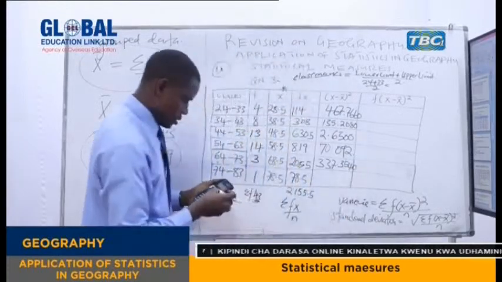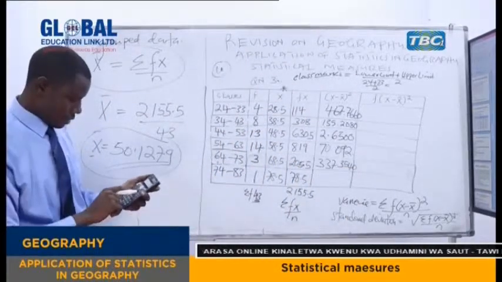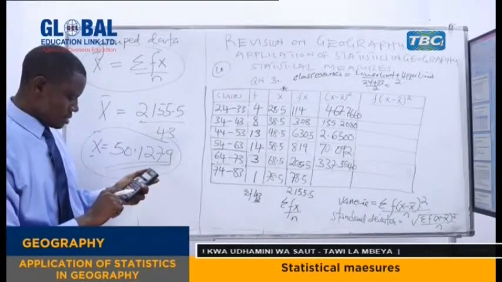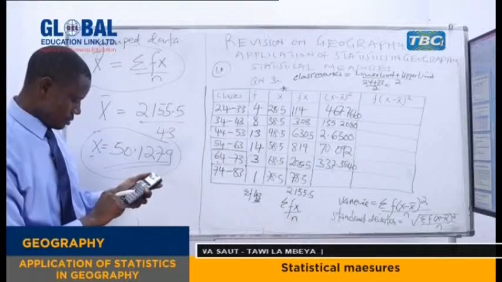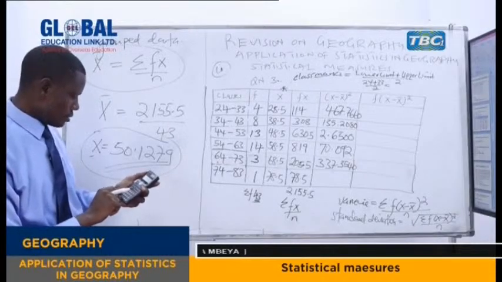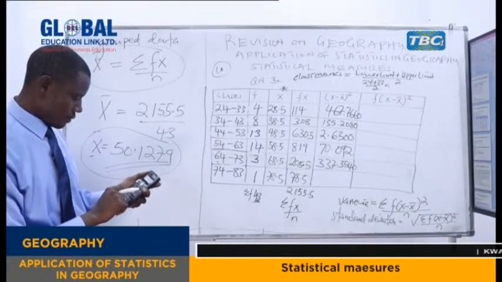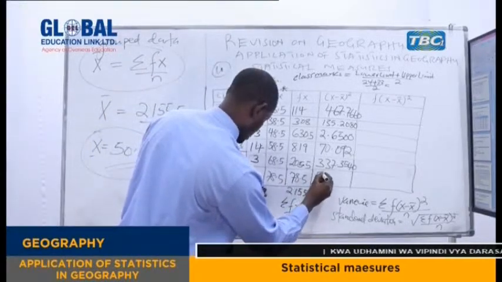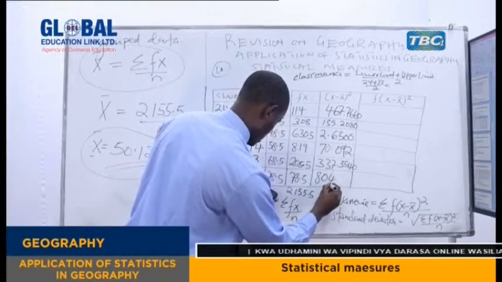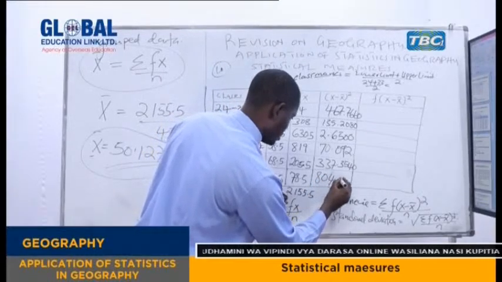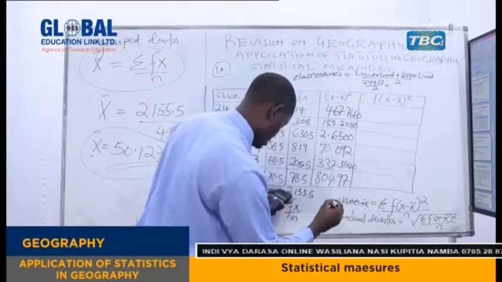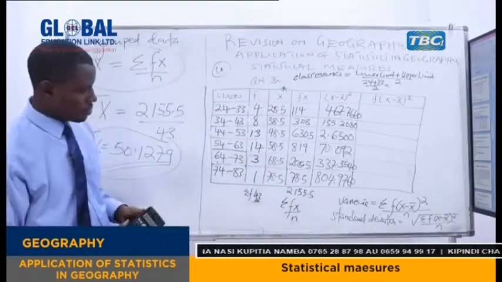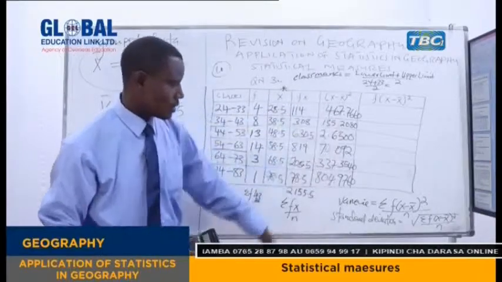307.3540. And then for the last one, we take the bracket, that is 78.5 minus the mean, that is 50.1279 bracket square, then we come up with 804.9760. So for that particular column, there's no summation that we're supposed to do.